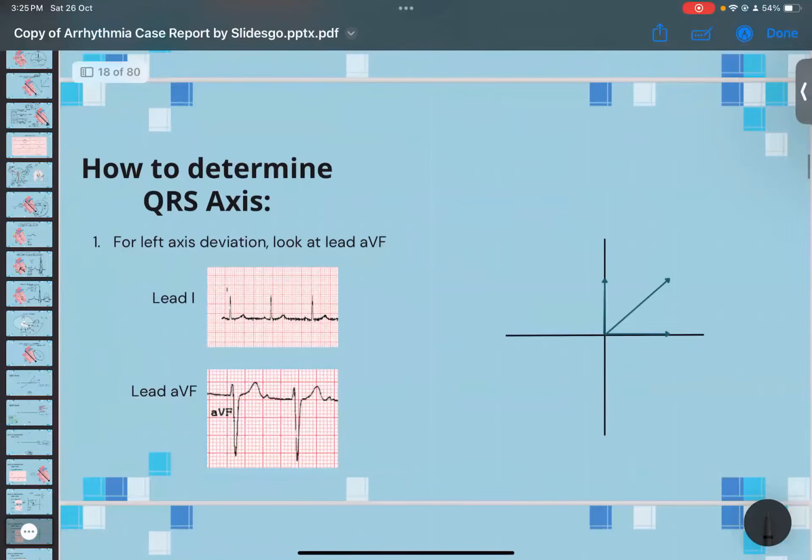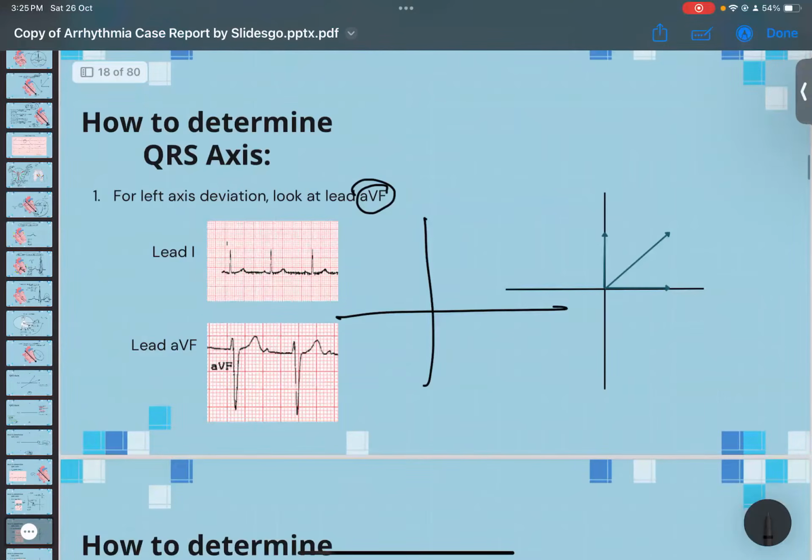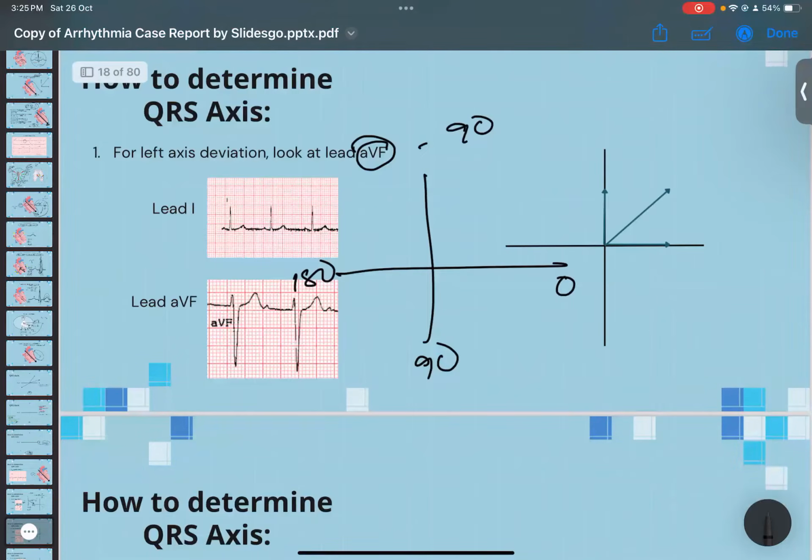Now, for left axis deviation, you want to look at lead I. Let's draw this again: 0, 90, 180, -90. Lead I is positive, which means there's a vector going directly towards lead I. This is lead I, this is AVF.